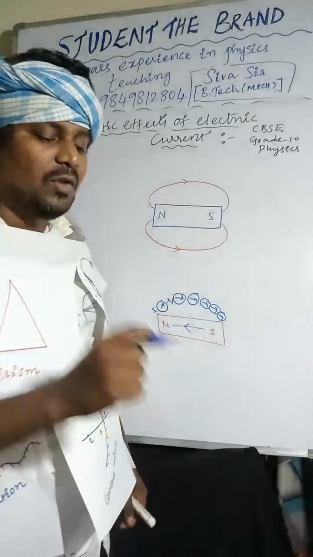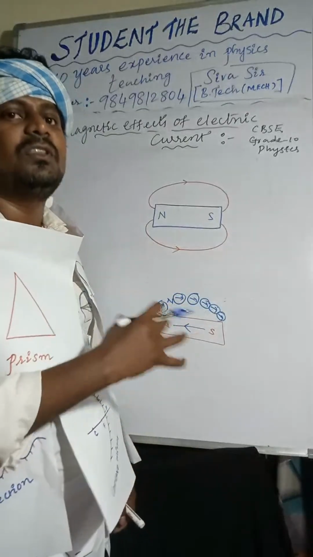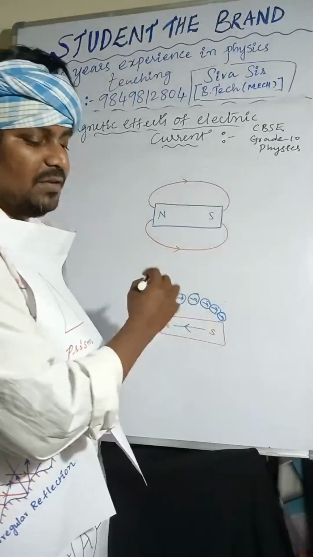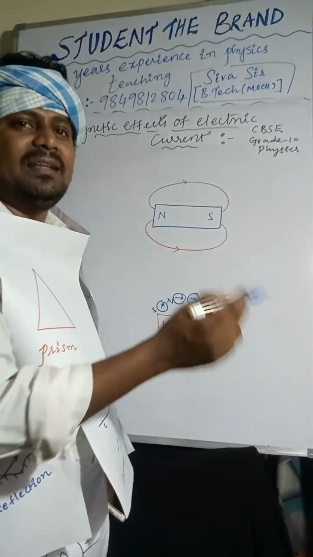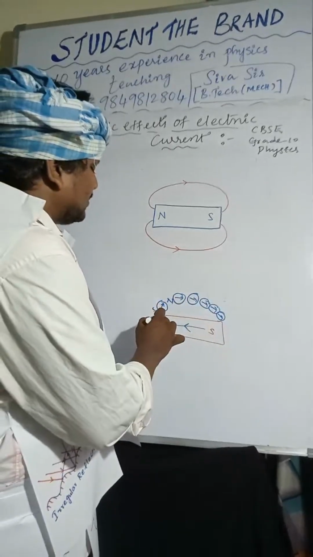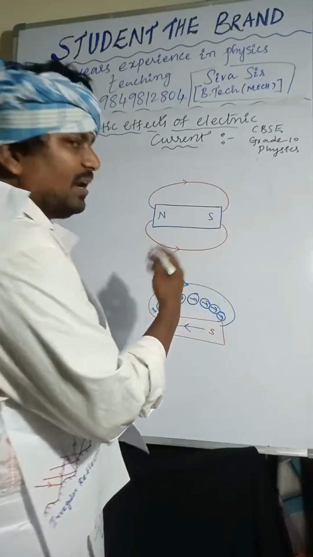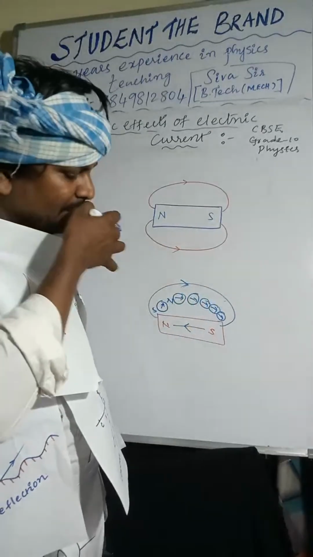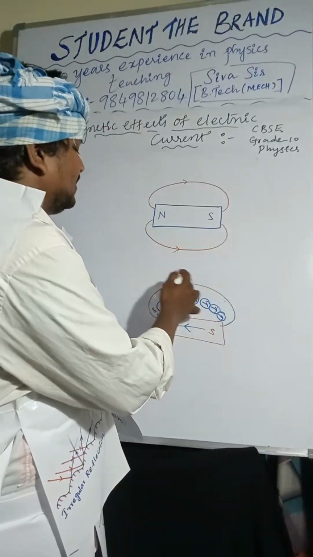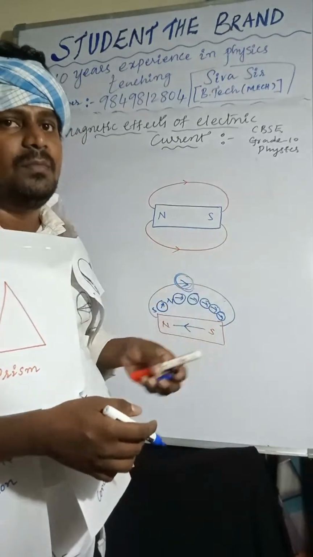Each and every time you have to place the compass, move to the next position, and mark the position. If you mark the positions and join them at the end, the direction will be shown like this. So this is the free north pole of the magnet, and the direction of the magnetic field from north to south will be shown like this.